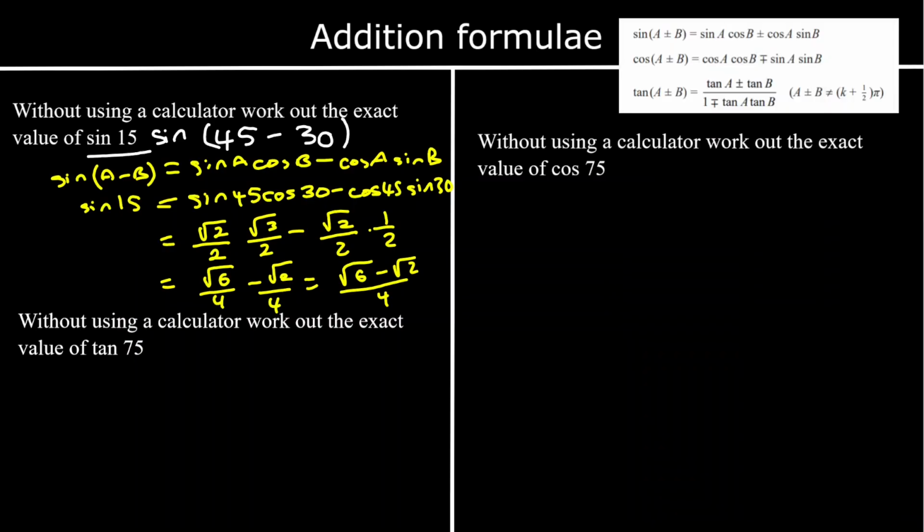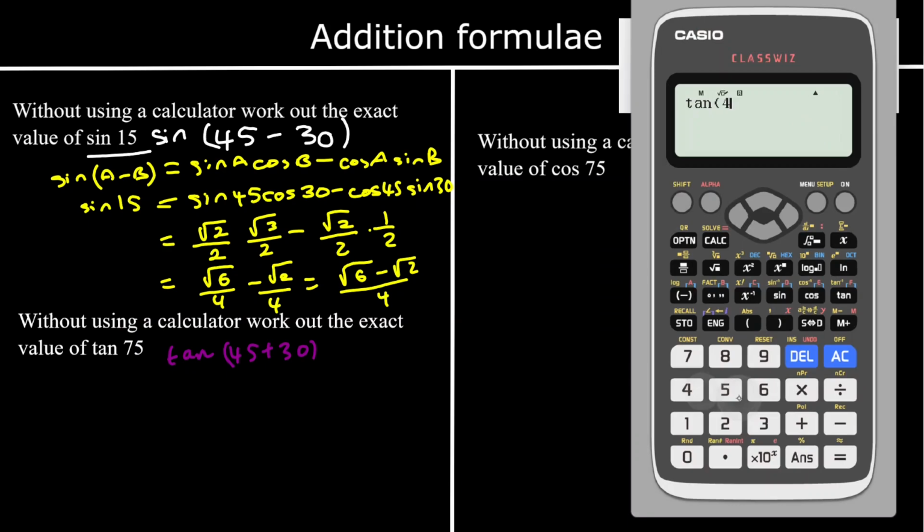No. Without using a calculator, work out the exact value of tan 75. So how can we get 75? We want tan of 45 plus 30. And tan 45 in degrees is 1. And tan 30 is root 3 over 3.